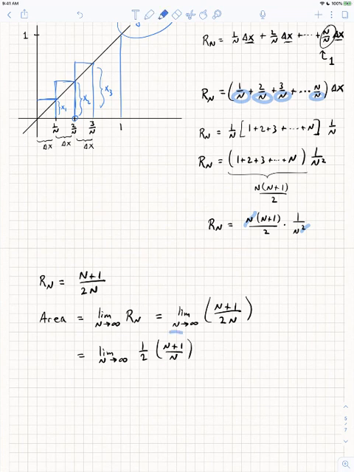Now this n plus 1 over n, that's actually an indeterminate form, but these are the kind that we know how to compute. This thing right here goes to 1. So this is actually just 1/2 times 1, which is 1/2. So the area underneath the curve between 0 and 1 is 1/2, which of course we already knew. But this does verify that our method gives us the right answer, the answer that we expect.